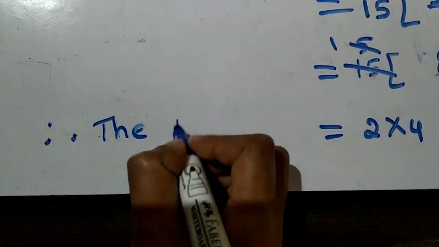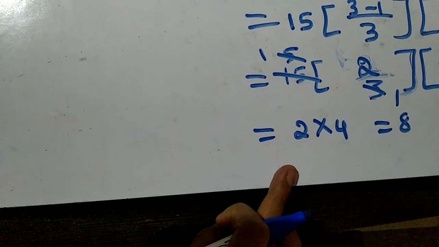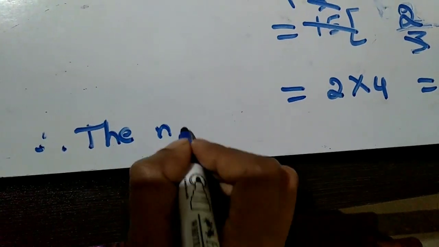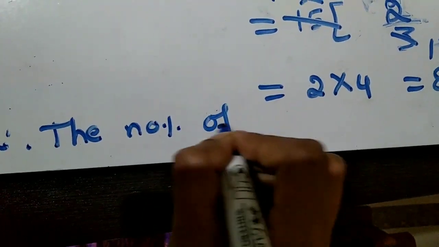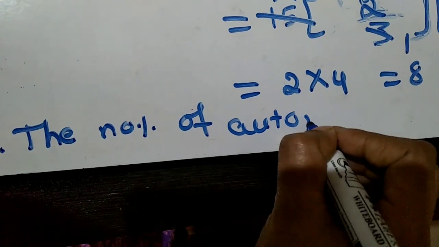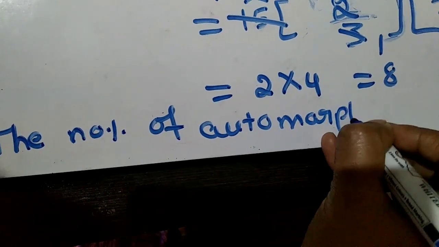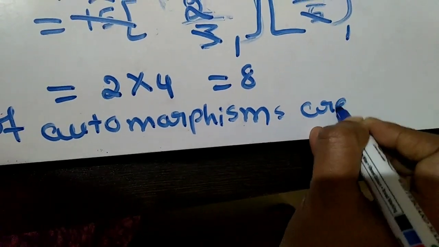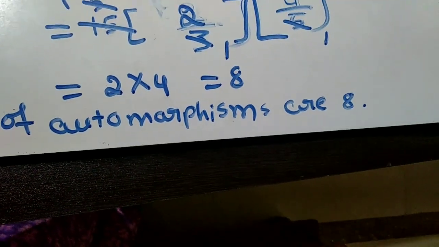Therefore, just a minute, I don't have space here, so I'm going to write here. Therefore the number of automorphisms is 8.